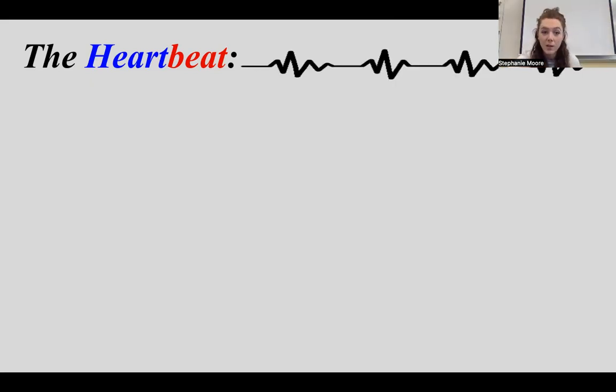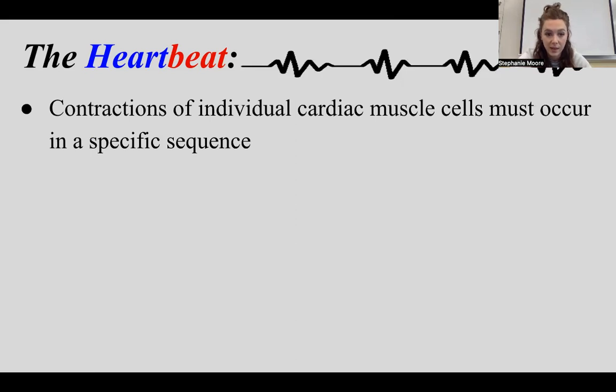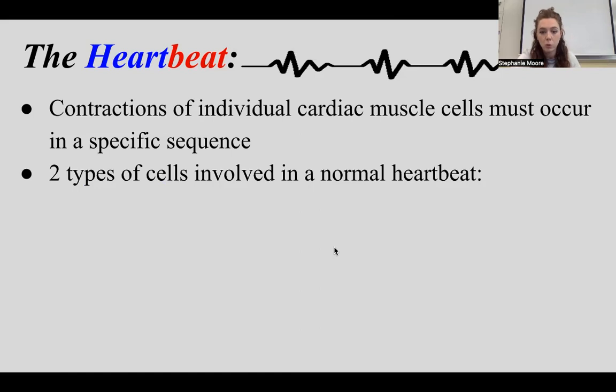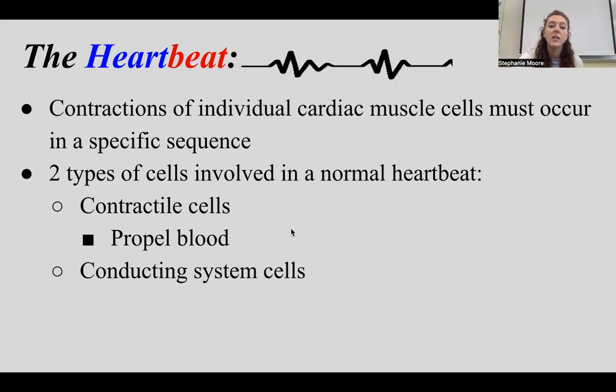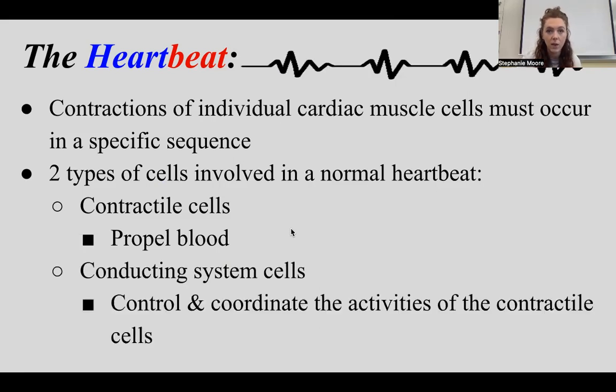Anyway, let's go. All right, so the heartbeat. Right before this, we ended with myocardial infarction. So right now we're going through the conducting system. Basically, the heartbeat is multiple contractions of individual cardiac muscle cells that have to occur in a specific sequence. We have two major types of cells. The first is the contractile cells, which do the mechanics of contraction and propel the blood. And then we have the conducting system cells, which coordinate all of that movement.